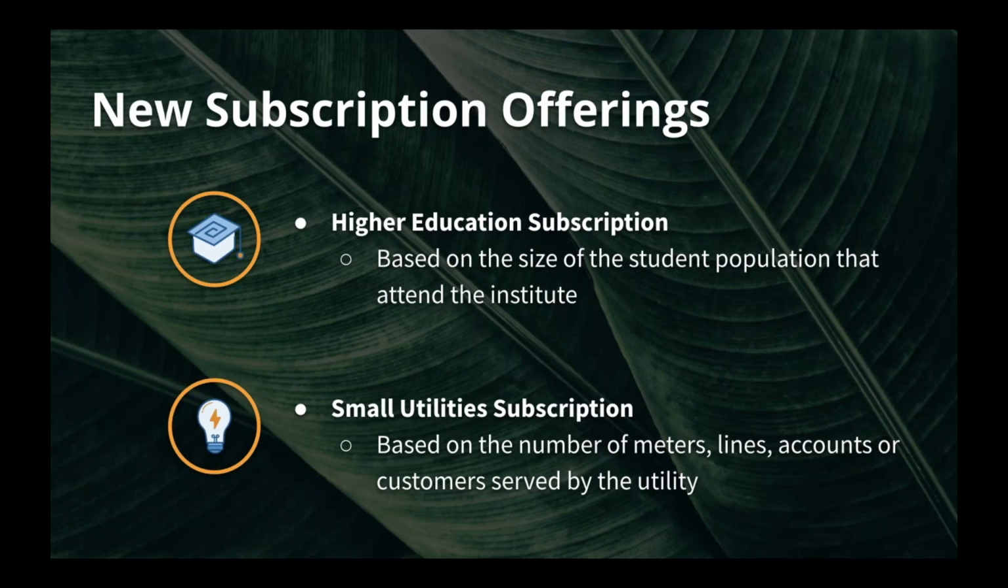And then last but not least is the small utility subscriptions. In the United States, for example, 40% of the people receiving electricity are served through small co-ops. I didn't know that. Yeah. And so these small utilities have smaller budgets, and we want to help them be able to get all the FME they need. And again, just to be clear, the subscriptions are not per seat of users. No.